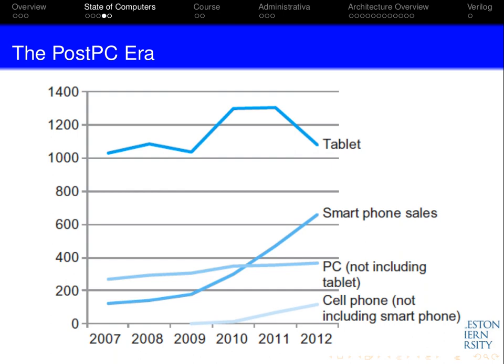Okay, this graph's a little old, 2012. Only in computer science. The point here is that PCs have actually been going up steadily, and even with tablets and phones, it's still just going up steadily. It hasn't really knocked into it too much. There was a small dip over here, but it's coming back up. Cell phones and smartphones, as well as tablets, are still pretty good.